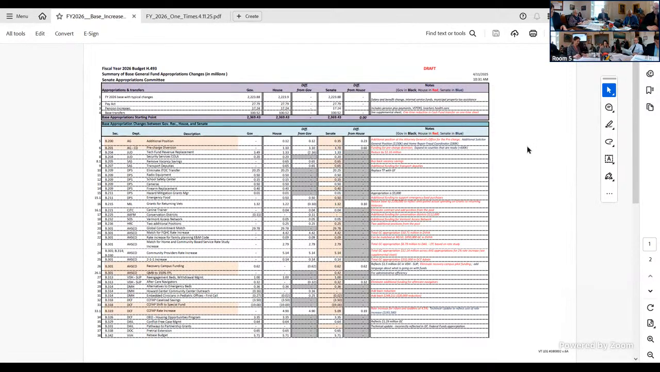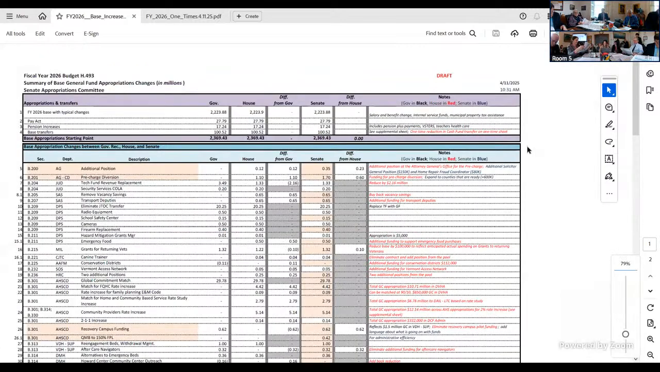So, we've walked through this sheet before, in terms of what the House's budget looks like. This one has a column for the governor, a column for the House, the next column is the difference between the House and the governor, and then we filled in the Senate column. This is Amy and my best attempt to follow along with the decisions that were being made.